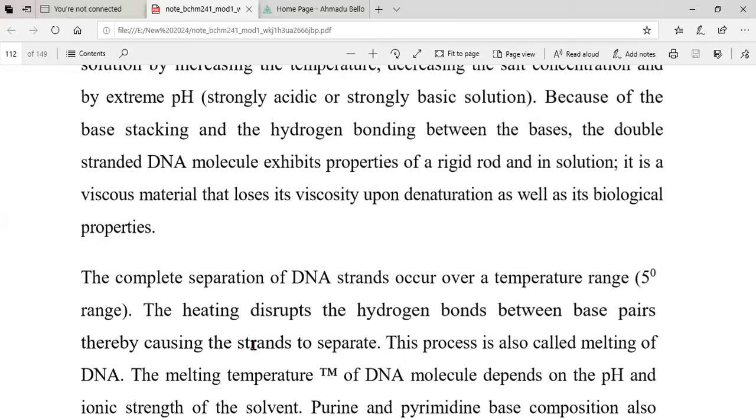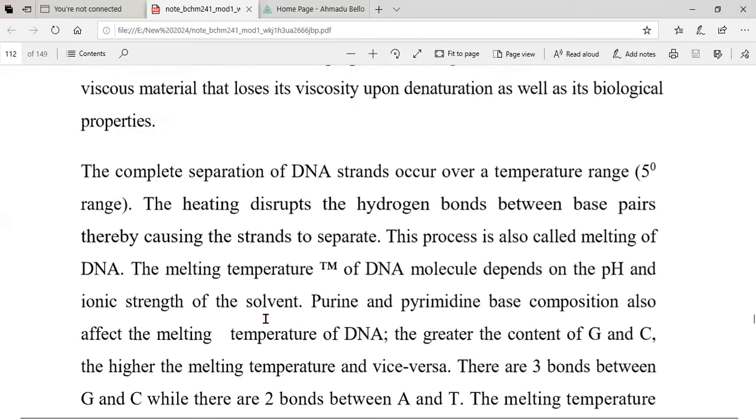Adenine pairs with thymine, guanine pairs with cytosine. So when you heat, those hydrogen bonds will be broken down, and you have these two-stranded molecules now disintegrating, becoming separated. So this is called melting of DNA, and the melting temperature, which is Tm of a DNA molecule, depends on the pH and the ionic strength of the solvent.